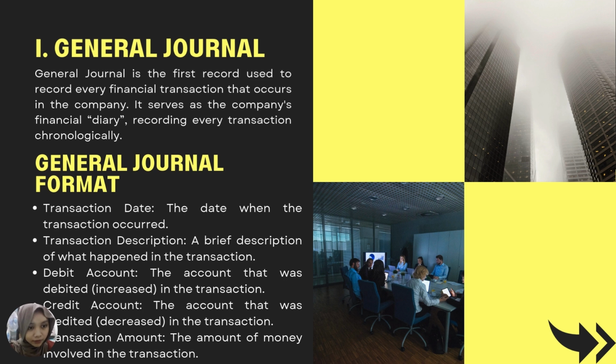General Journal format. Transaction date: the date when the transaction occurred. Transaction description: a brief description of what happened in the transaction. Debit account: the account that was debited, increased in the transaction. Credit: the account that was credited, decreased in the transaction. Transaction amount: the amount of money involved in the transaction.